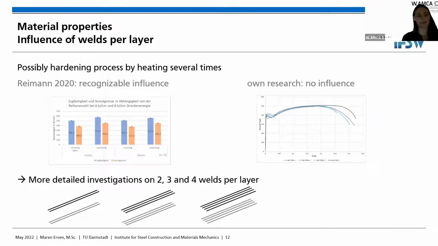So I will do a more detailed investigation on two, three, and four walls per layer, and maybe then I can derive, okay, we can say for three walls we have these material properties, and then say, okay, when we have five walls in a layer, then maybe the material will behave like this and so on. And so I can use this to then calculate the material behavior or the structural behavior of the node in the end.